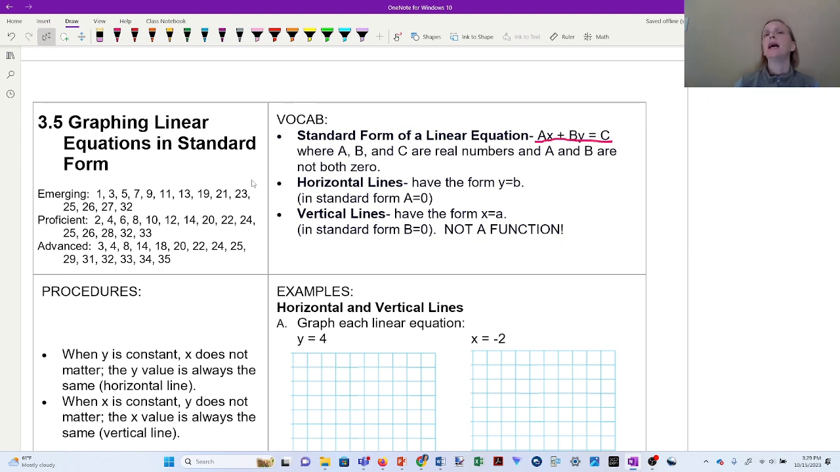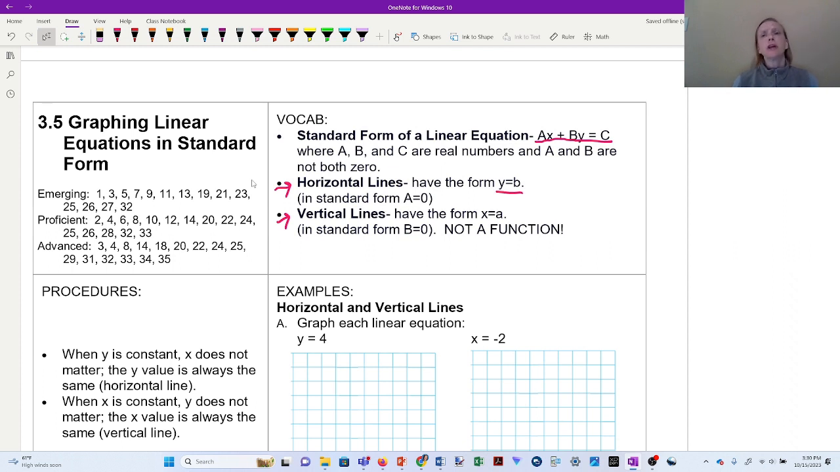It's important to realize that either a or b can be zero. They can't both be zero, but one or the other can be zero, and you still have a linear equation. When one of those constants is zero, then you end up with a special case. You either have a horizontal line or a vertical line. In a horizontal line, that's when the a value is zero, and therefore your x disappears and only y is in the equation, so you have the form y equals b.